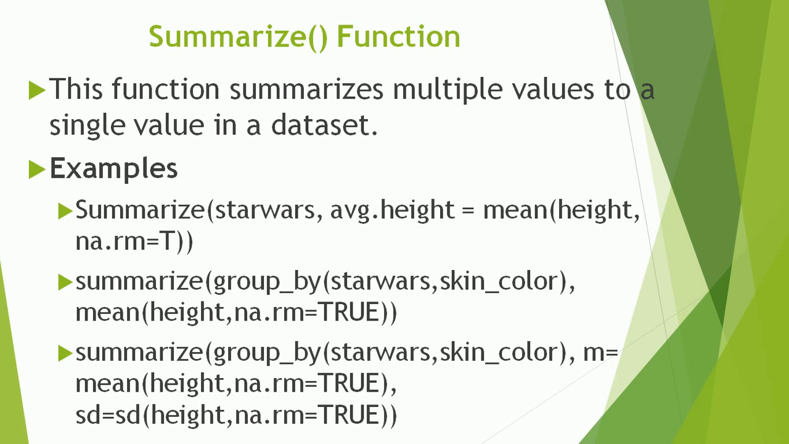The next that you have is the summarize function. The summarize function summarizes multiple values to a single value in a data set. It can be by finding out the mean or the median, or you can first group them and then find out the mean according to the skin color. There are various other options which are possible, or you can assign the mean or standard deviation to a particular variable and then find out how it is working. So the summarize function basically helps you find a summarized single value for your data set.